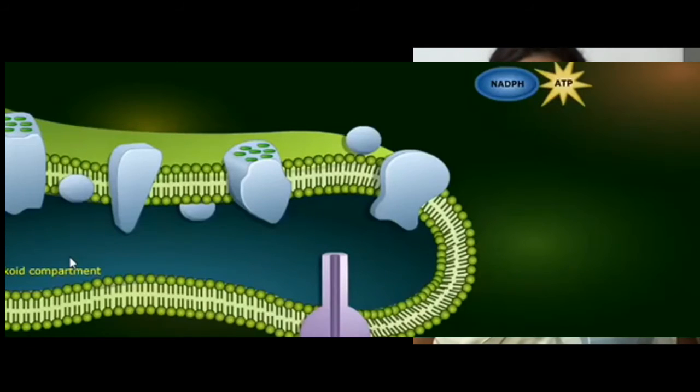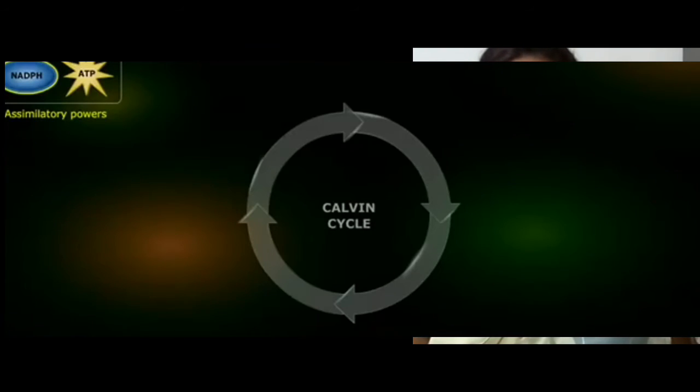H plus ions are picked up by one compound that is called NADP. NADP absorbs the H plus ions, and immediately it converts into NADPH. Also, ATP gains energy, so that ADP immediately converts into ATP. ATP and NADPH are produced at the end of the light reaction. These are called assimilatory powers. ATP full form is adenosine triphosphate. NADPH is nicotinamide adenine dinucleotide phosphate hydrogen.